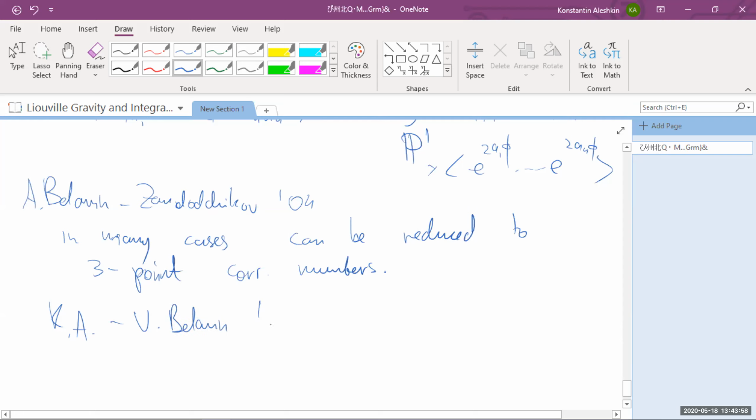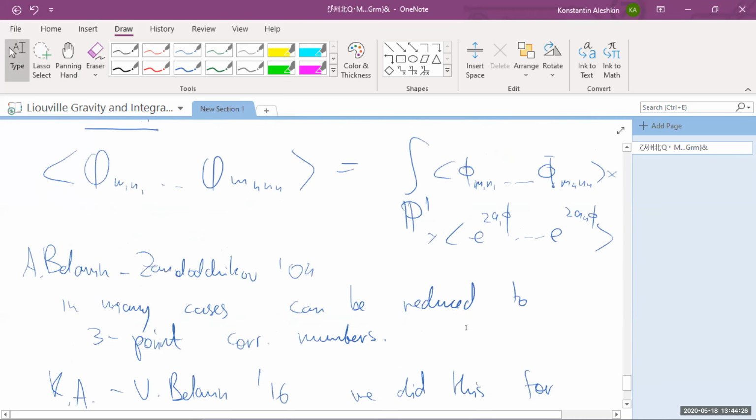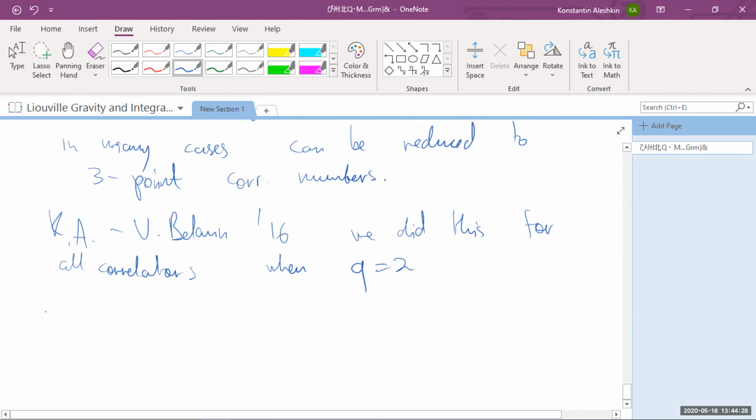I think it was in 2016. So we did this for all correlators when Q is equal to 2. But in principle, it's still an open problem. So, for example, for n equal to 5, 6, etc., this is an open problem. How to compute these numbers?